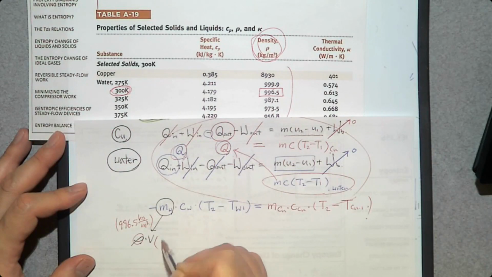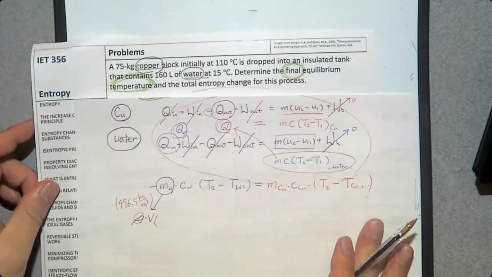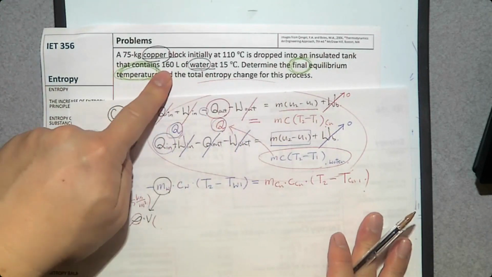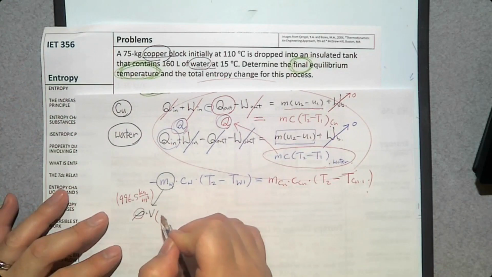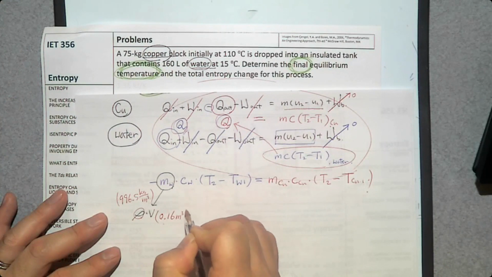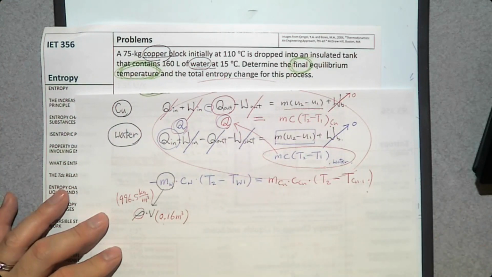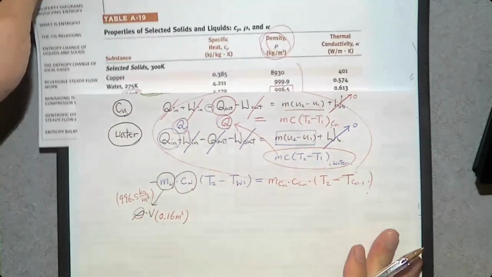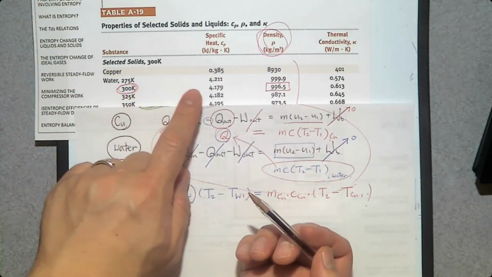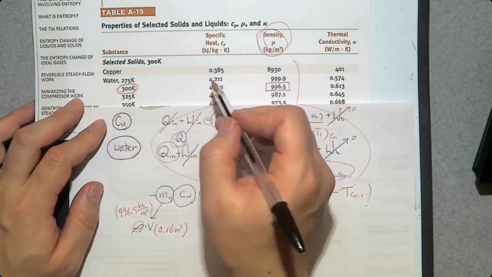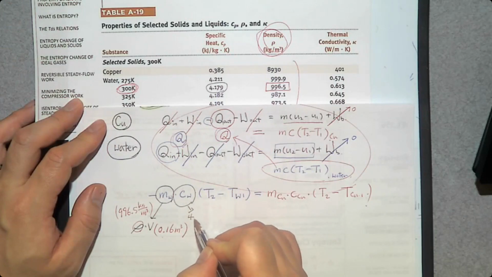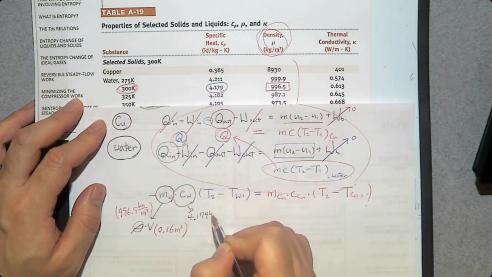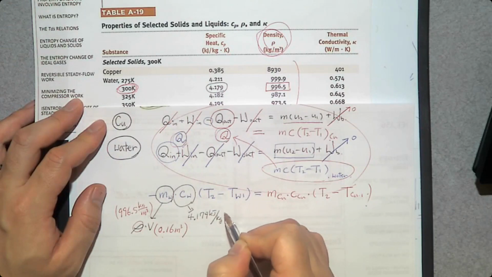What about the volume? The volume is 160 liters. 1,000 liters is 1 cubic meter, so it's going to be 0.16 cubic meters. What about the specific heat? Do we know the specific heat of water? Yes, we can select the specific heat at 300 Kelvin, 4.179. So this one is 4.179 kilojoule per kilogram degrees Celsius.